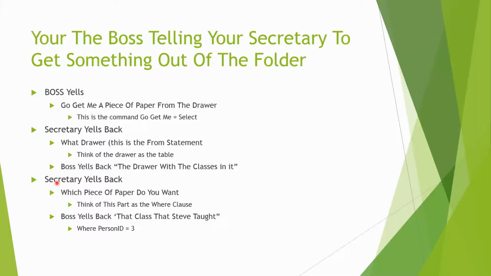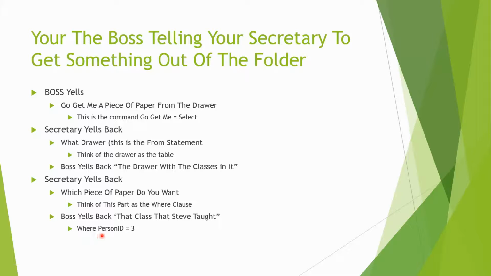And the secretary yells back, well, which piece of paper do you want? I have the drawer open. Which one do you want? Okay? So the boss yells back, he says, well, I want that class that Steve taught. And so we know that Steve is ID 3, so he wants the data or person ID 3.